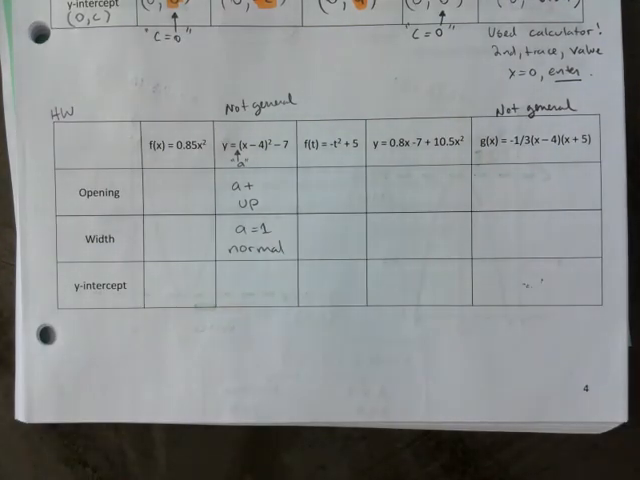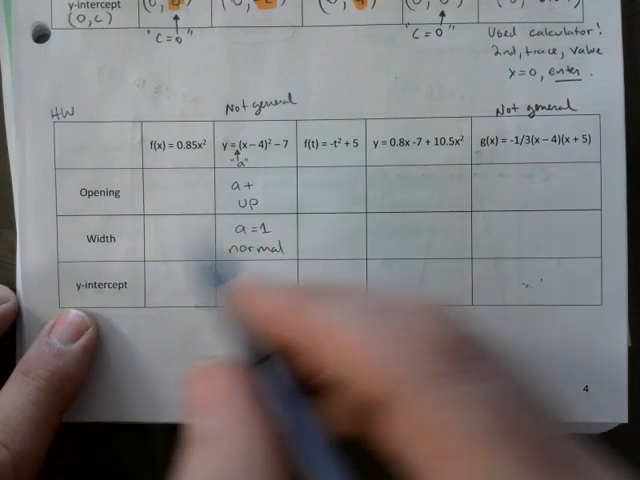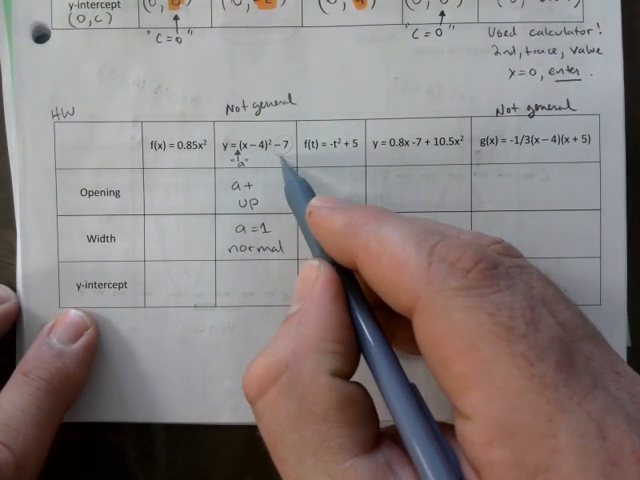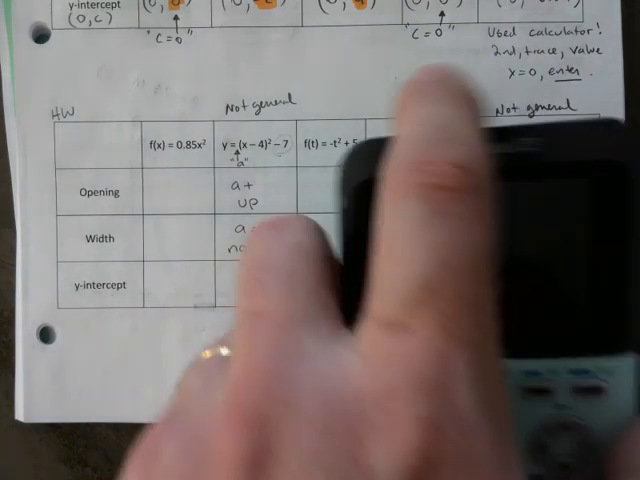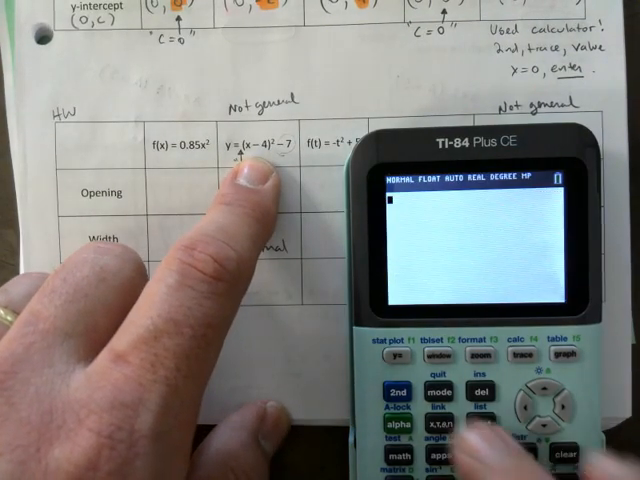The width is normal, right? It's not super narrow, it's not wide. This is what we would consider our baseline. And then the y-intercept is not -7. Grab your calculators if you have them ready, and let's type that in.